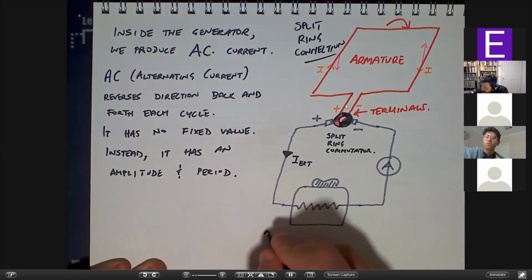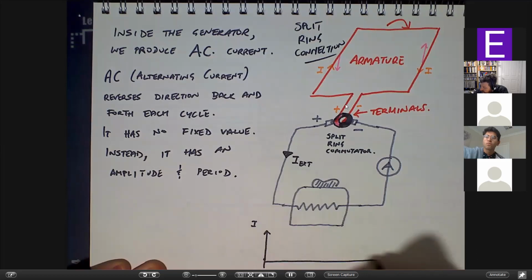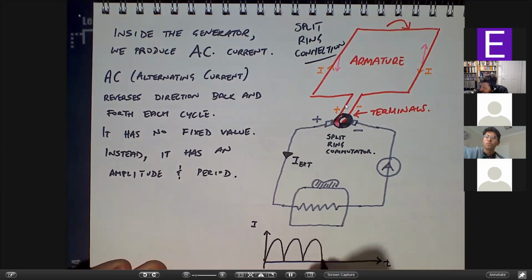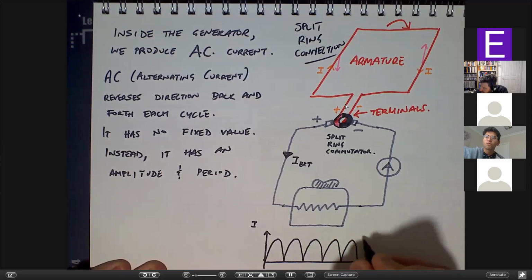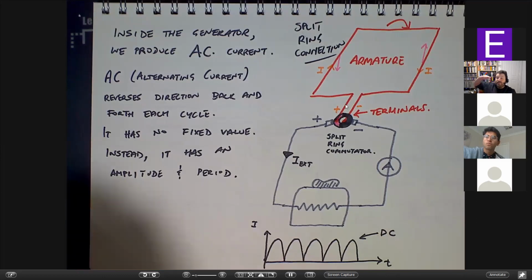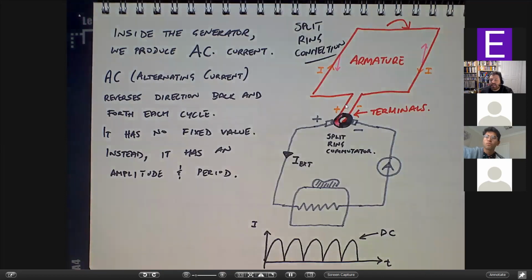So if we were to sketch current versus time for this circuit, we actually get something that looks like this. So it's not DC in the sense like a battery produces where it's a nice straight line, a constant amount, but it's DC in the sense that it's always going in the same direction.